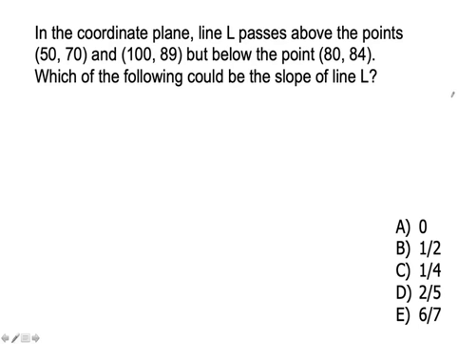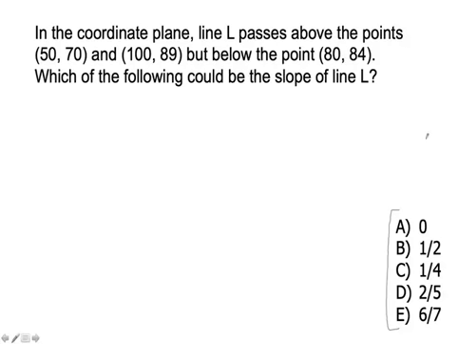All right, let's have a look at this one, shall we? In the coordinate plane, line L passes above the points (5, 70) and (1, 89), but below the point (80, 84). Which of the following could be the slope of line L? And then we have our answer options right down there.